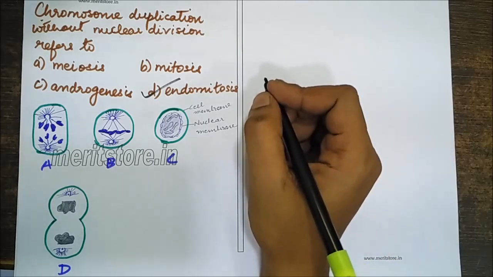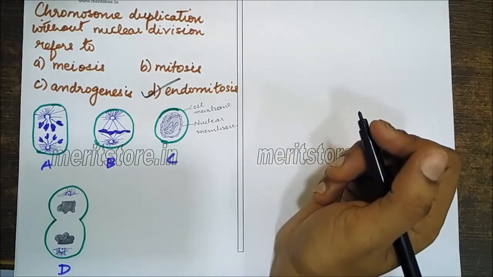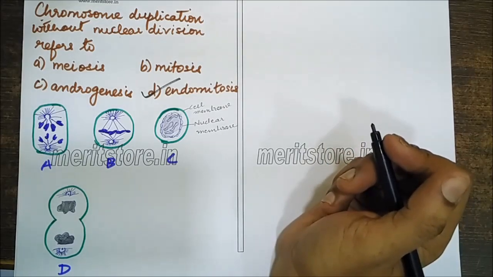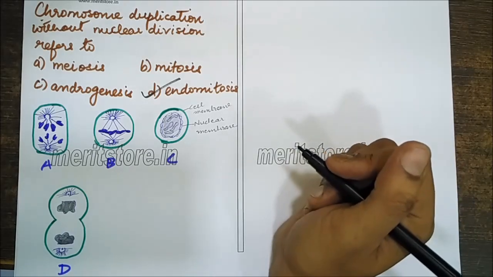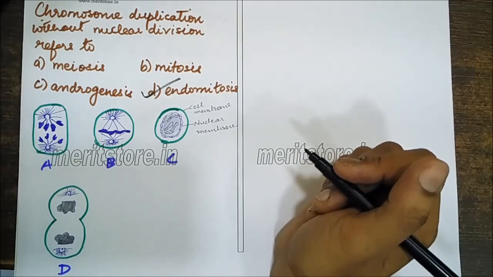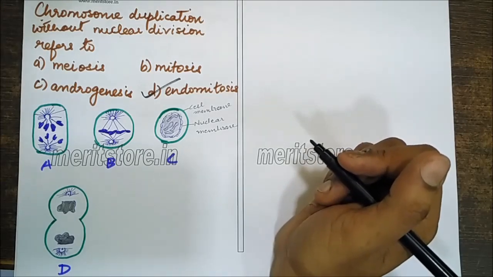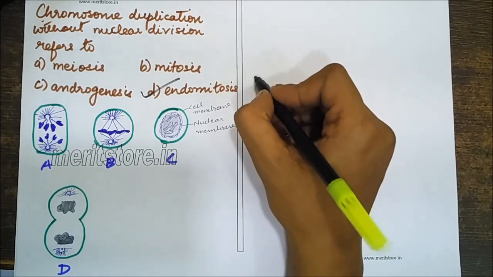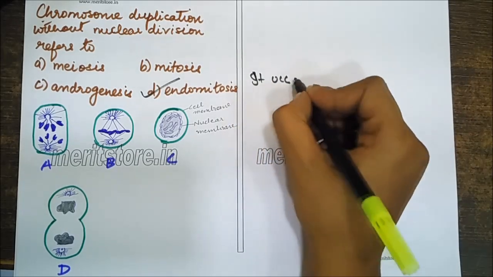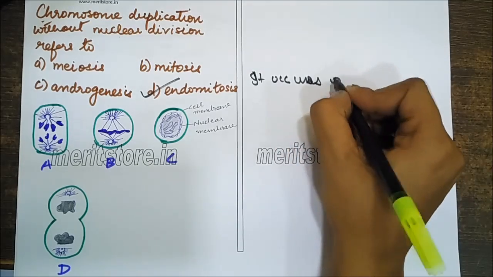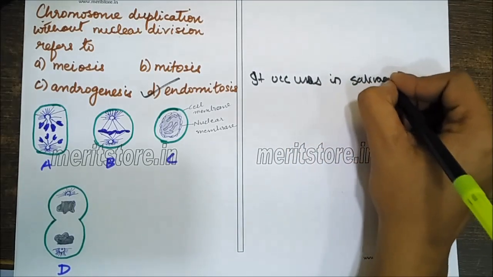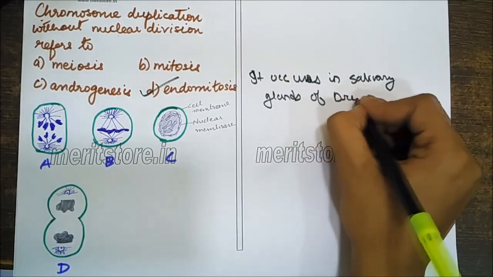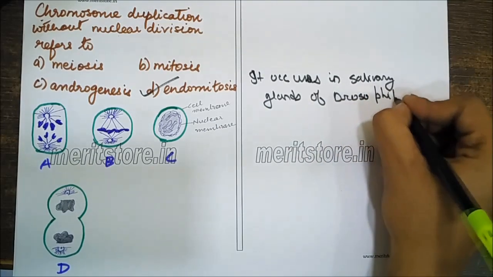Now endomitosis is the replication of chromosomes in the absence of cell or nuclear division. It results in numerous copies being formed. This mainly occurs in salivary glands of Drosophila. So chromosome duplication without nuclear division is called endomitosis, and it mainly occurs in the salivary glands of Drosophila.